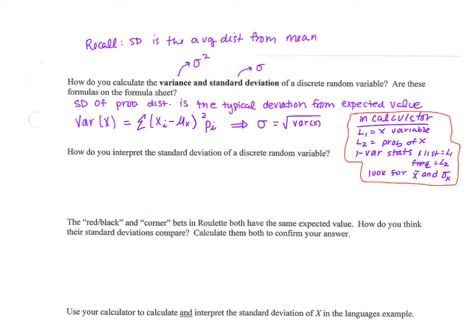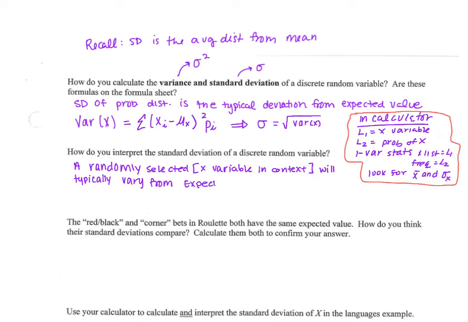And you have to be able to interpret a standard deviation as well. So the general way that you interpret standard deviation is: a randomly selected x variable in context will typically vary, or will vary on average, from expected, so don't say from the mean anymore, from the expected by, and then the standard deviation.